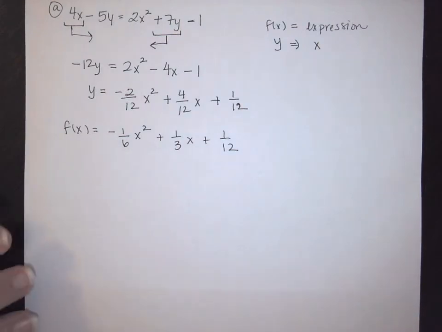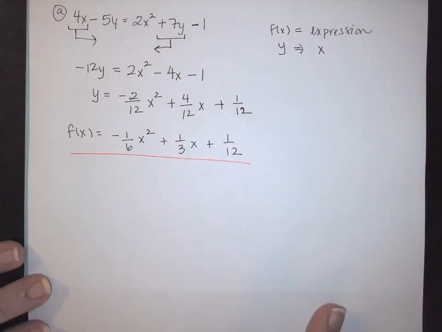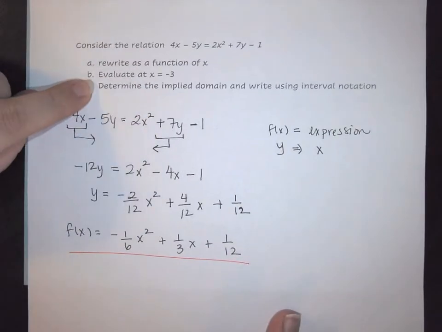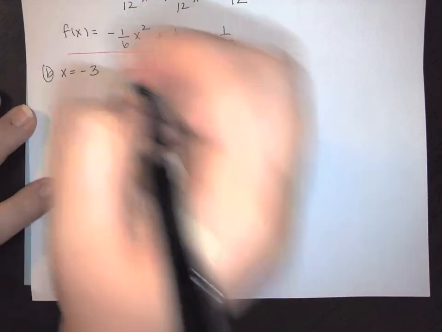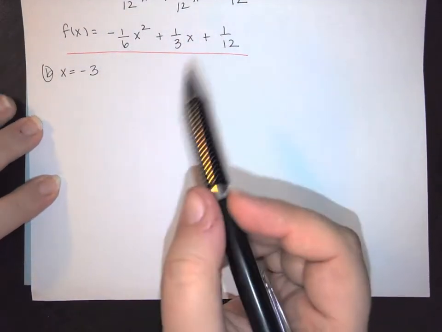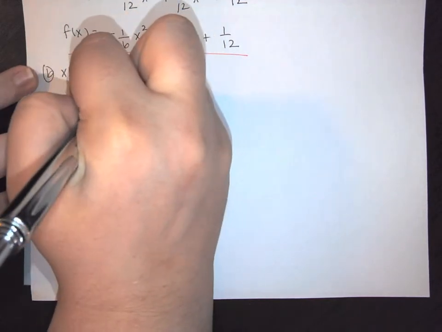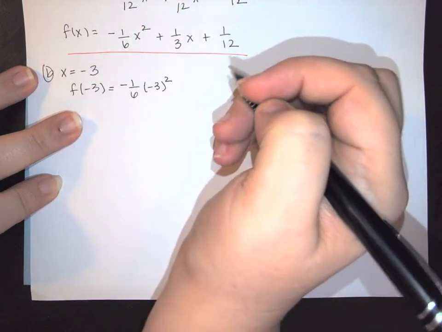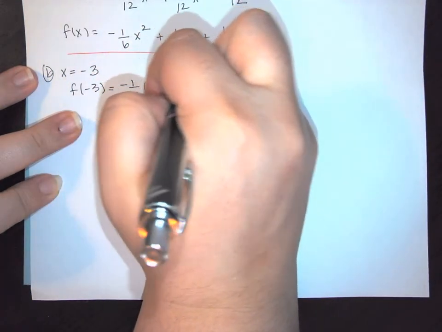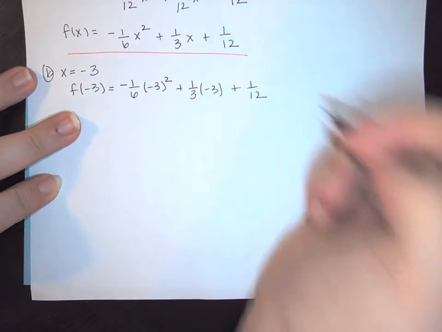Okay, so this right here was the first thing that we were looking for as your function of x. Now the second piece wants us to evaluate at negative 3. So when we're looking at the second part, this says that x equals negative 3. So anywhere you have an x value here becomes negative 3. So f at negative 3 is going to have negative 1 over 6 times my negative 3 squared, and then I'm going to have plus my 1/3 times negative 3 plus 1/12.